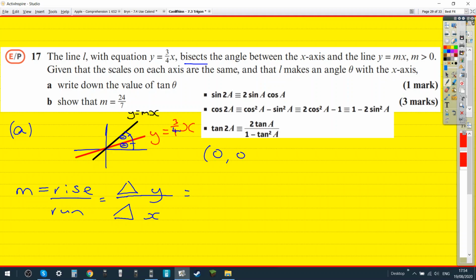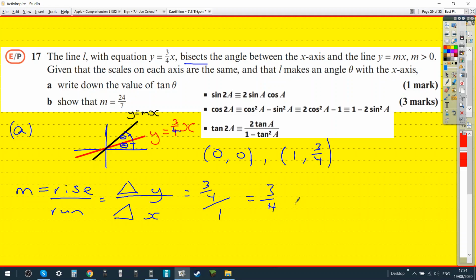So it goes through the point 0, 0. When x is 1, what is y? Three quarters. Change in y over change in x. So change in y is 3 quarters and change in x is 1. So what is that? 3 over 4.